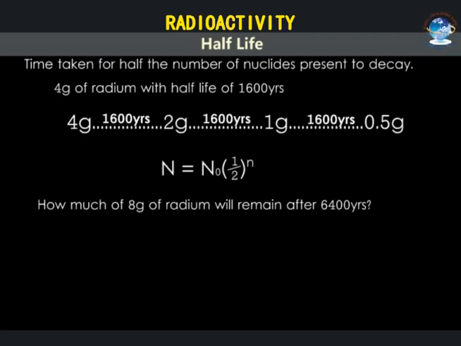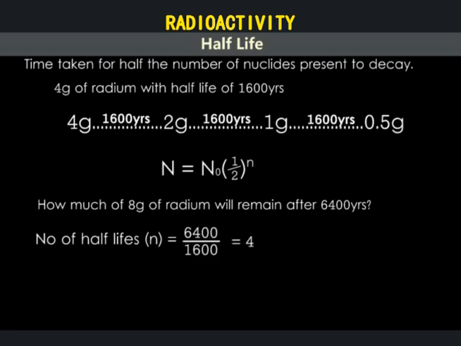Our formula: N is equal to N0 times a half raised to n. First we calculate n, the number of half-lives. One half-life is 1,600 years, so 6,400 years is equal to 4 half-lives. That is simply 6,400 divided by 1,600. So N is equal to 8 times a half raised to 4. N is equal to 8 times 1 over 16, which is equal to 0.5 grams. This is the amount that will be remaining after 6,400 years.